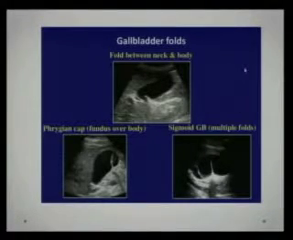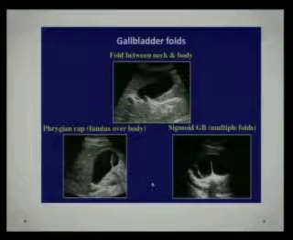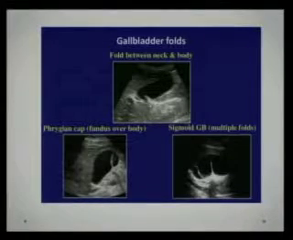Now here we're just showing you various kinds of gallbladder folds. We see them very commonly. We can see a fold here between the neck and the body, a fold between the fundus and the body, which is a Phrygian cap, and here we can see multiple folds. We see them all the time. They're inconsequential. It's just that the technologist needs to tell us that is a fold, and we should not mistake it, you know, in this case for a polyp.